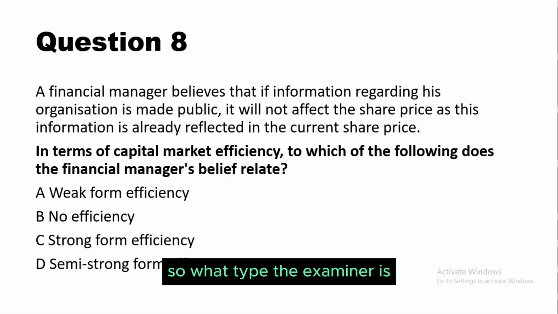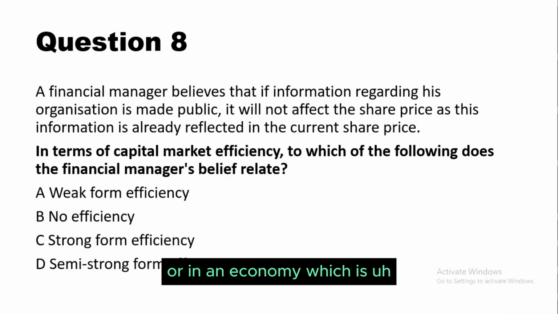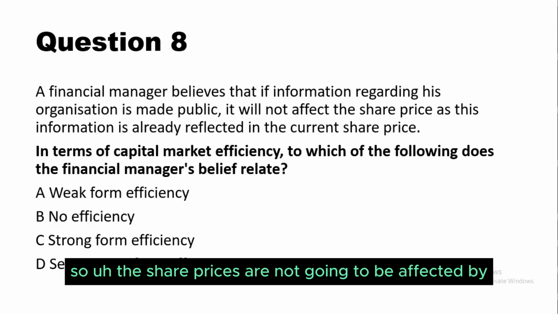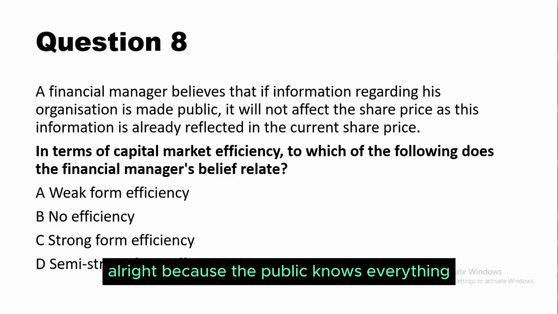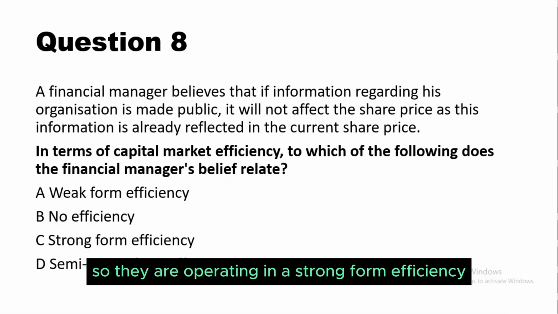So what type? The examiner is actually giving you the hint that this guy is operating in a market or in an economy which is of strong form efficiency. Okay, why? Because the public information is readily available everywhere. So the share prices are not going to be affected by whatever gossip. All right, because the public knows everything. So information is readily available to the market. So they are operating in a strong form efficiency.